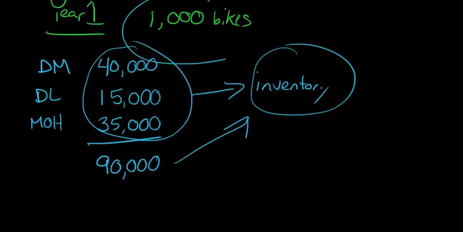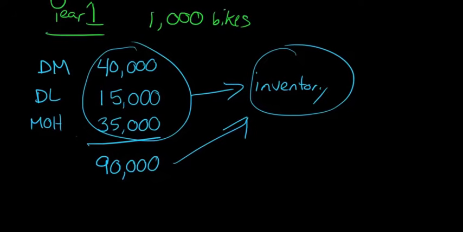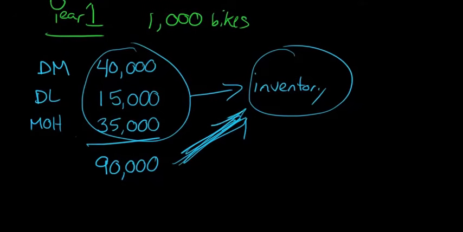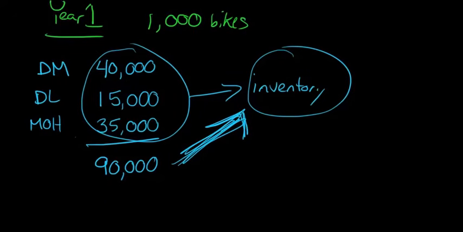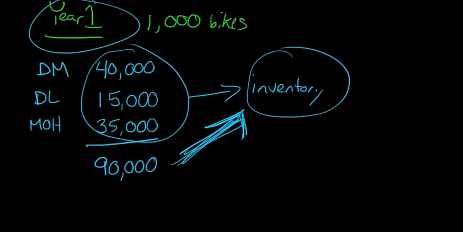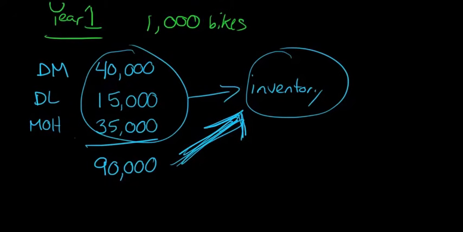We've made these bicycles, so we record an asset, and the costs that we've incurred are going to flow with this asset. They're going to become attached to the asset, which is these 1,000 bikes that are in inventory, right? Now, what do we mean by it's going to flow with the asset, with the bicycles? Well, in year one, we haven't sold these bicycles yet.